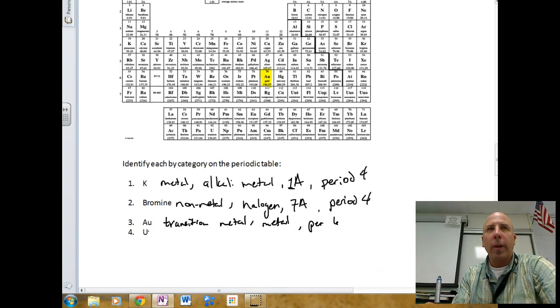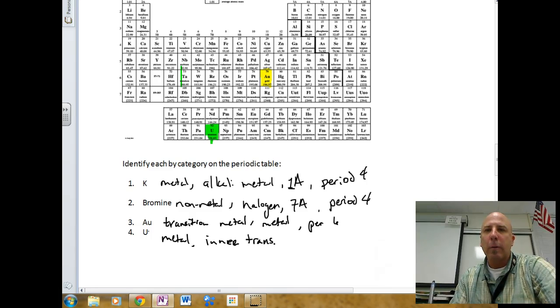And the last one is uranium. Let's find uranium down here at the bottom, atomic number 92. And we're going to call this a metal, and to be more specific, an intertransition metal. And we'll be talking a lot about uranium and some of those intertransition metals in our next unit when we talk about nuclear chemistry.